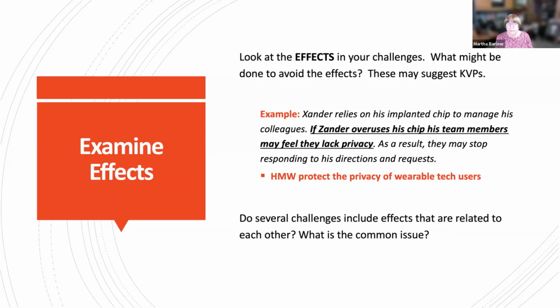So he relies on his chip, and if he overuses his chip, his team members may feel they lack privacy. So the next step, that intermediate step, the effect in your challenge, could also suggest a keyword phrase. In this case, how might we protect the privacy of wearable tech users? And once again, you can look at your variety of challenges and say, do we have several challenge effects that are sort of similar? Is there a common issue there?